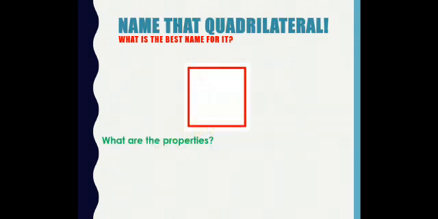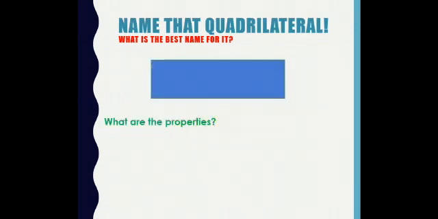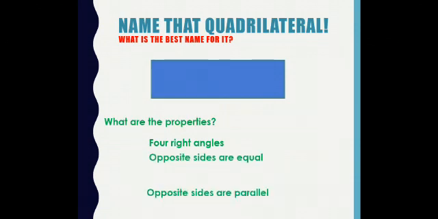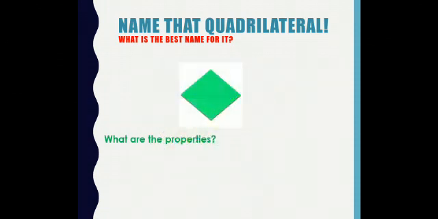Next figure, it is a very easy figure in which you can see all sides are equal, each angle is of 90 degrees and opposite sides are equal and parallel. Four right angles are given, four equal sides are given, so it is a square. The next is opposite sides are equal, opposite sides are parallel also, and each angle is of 90 degrees. So when we have four right angles, opposite sides equal, opposite sides parallel, we call that quadrilateral a rectangle.